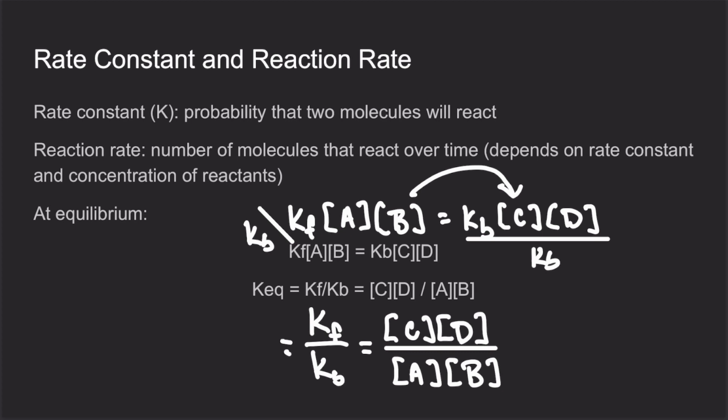And we can simplify Kf divided by Kb as Keq, otherwise known as the rate constant, K, for equilibrium. So Keq is equal to Kf over Kb, which is the concentration of the products of the forward reaction divided by the reactants of the forward reaction. So remember, this is for the reaction A plus B goes back and forth, C plus D. Okay? So that is the rate constant in reaction rate.